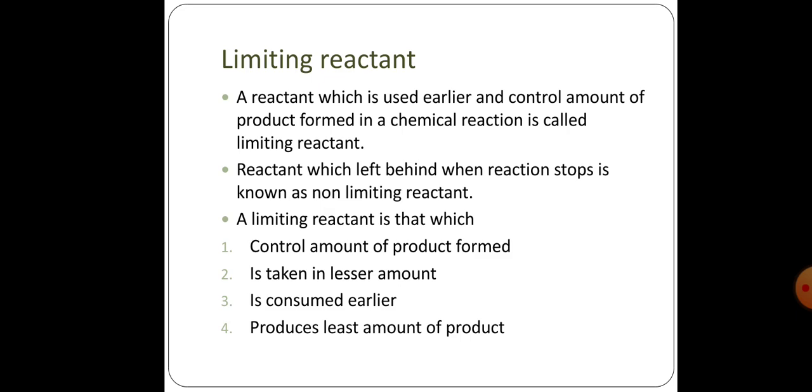We take the limiting reactant in less amount because sometimes some reactants are more expensive. That's why we take less of it, while the other one which is not expensive we take in greater amount to ensure that the expensive reactant is consumed completely. This limiting reactant produces the least amount of product because when it is consumed, the reaction will not take place further.